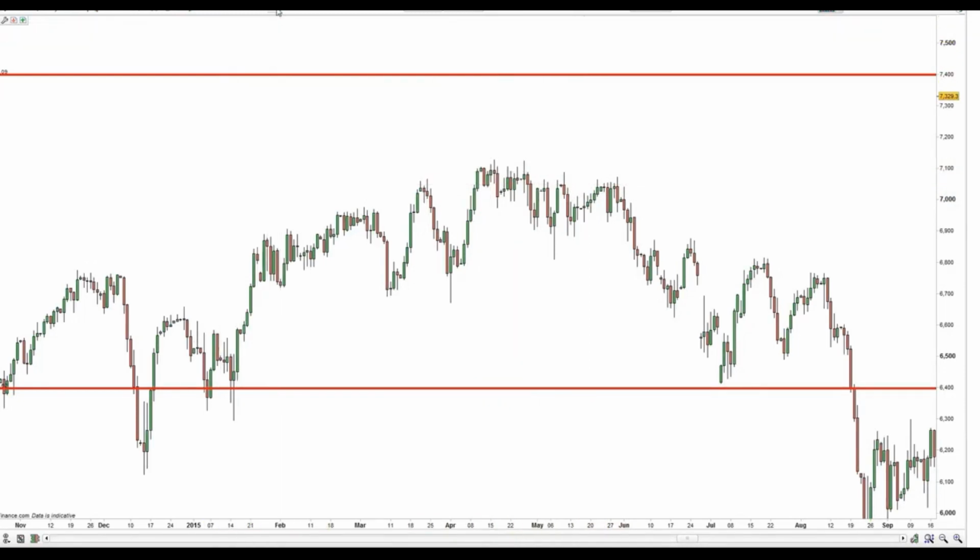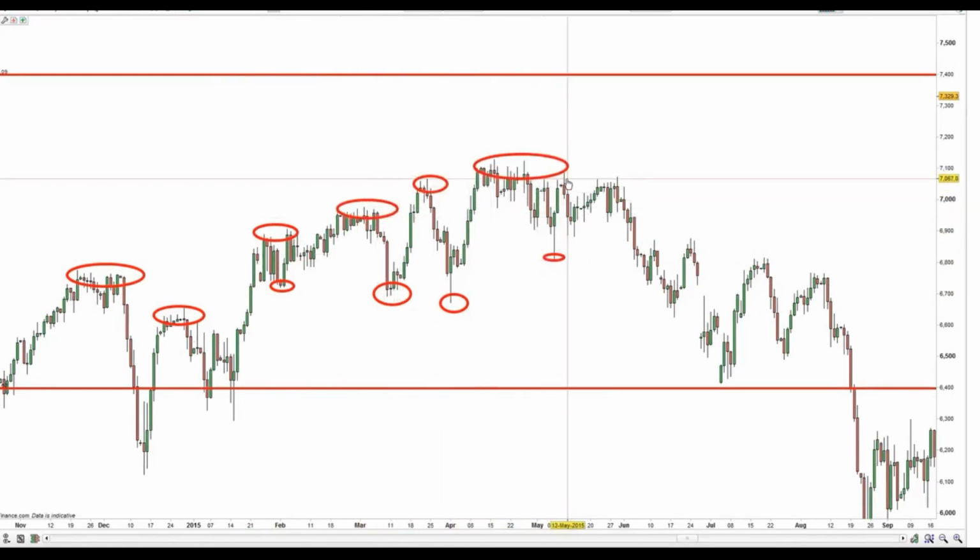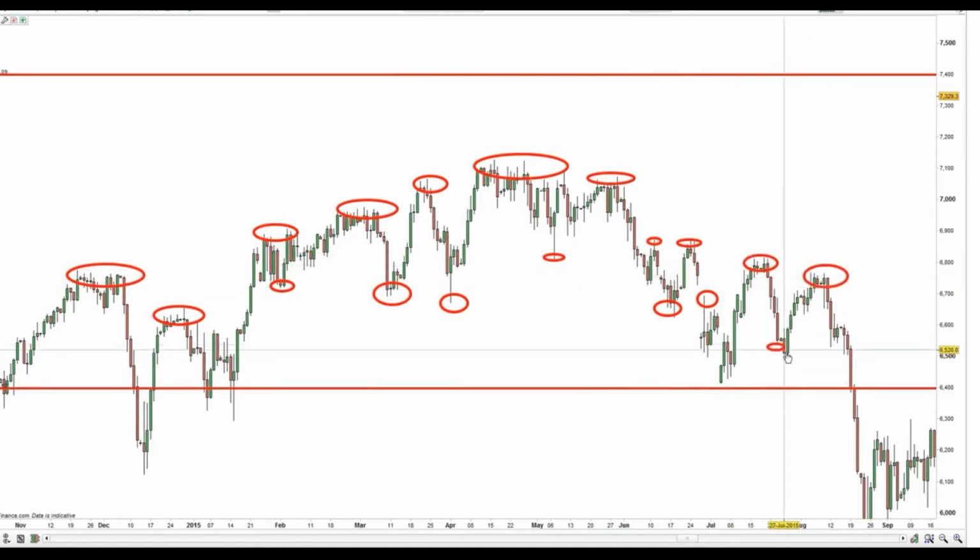And to plot these areas, I'm going to take my circle tool and I'm just going to first pick out all the reactions that I can see on this particular region of price action. So as I said before, I'm just picking out all the reactions where price has either reversed or stalled, and I'm just highlighting them so I can see them more easily.